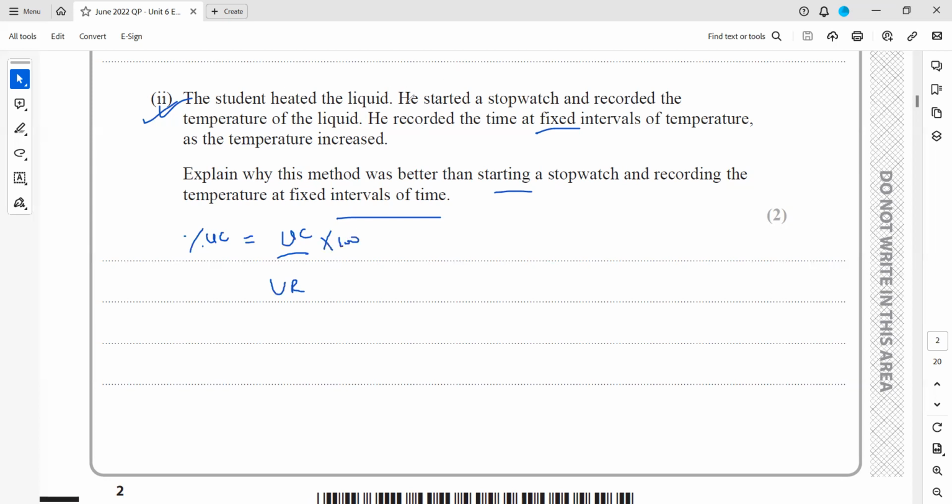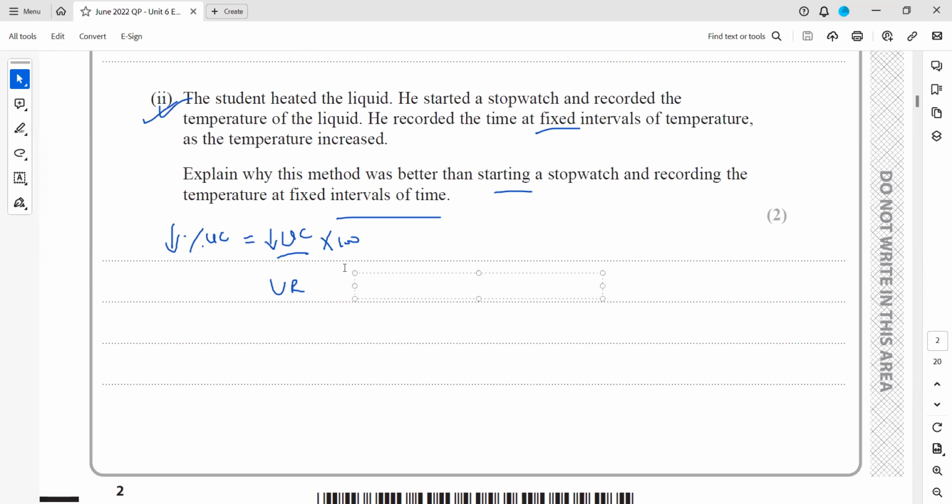The student heated the liquid, started a stopwatch and recorded the temperature of the liquid, and he recorded the time at a fixed interval of temperature. Like he recorded when the temperature changes from say 90 to 85, how much time it will take. So why is reading a value with a stopwatch better than reading a thermometer? Because the percentage uncertainty is uncertainty divided by value recorded, times 100. As we are using a stopwatch, it will have a smaller uncertainty, so it will have a smaller percentage uncertainty.